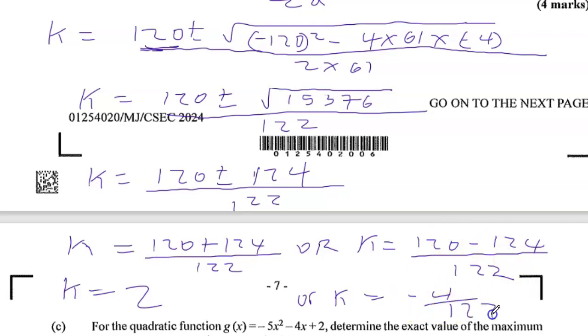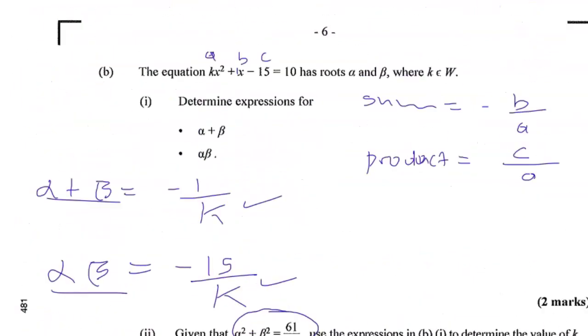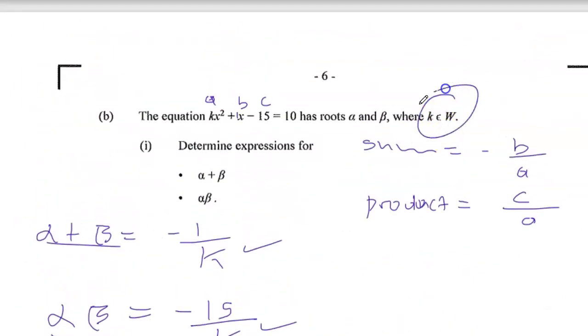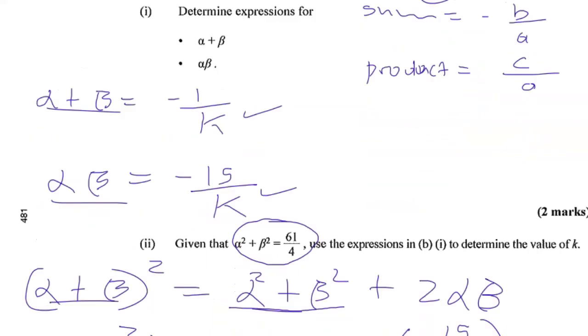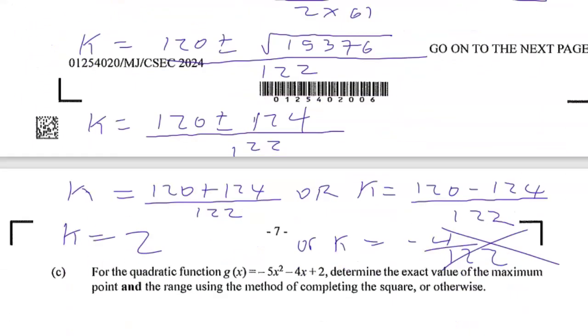So this value we rule out. So this is not a solution. Remember, the question had told us that k is a whole number. So our solution here is 2.